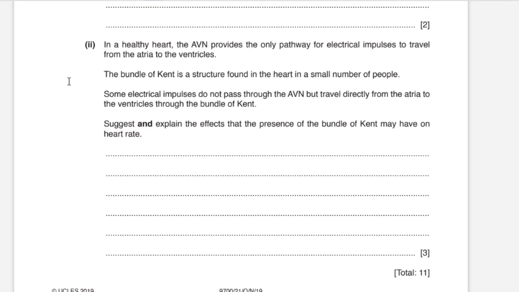heart rate. The atrioventricular node not only relays the impulse as it travels from atria to ventricles, but it also delays the impulse, meaning that by passing through the bundle of Kent, the impulse won't be delayed. This delay by the atrioventricular node allows the atria to contract first and then the ventricles after they have been filled with blood. Due to the bundle of Kent, the heart rate would be faster, as asked by the question, as the impulse is not delayed. That means there's little time difference between contraction of atria and ventricles, and as a consequence, ventricles would contract way before they are filled with blood.